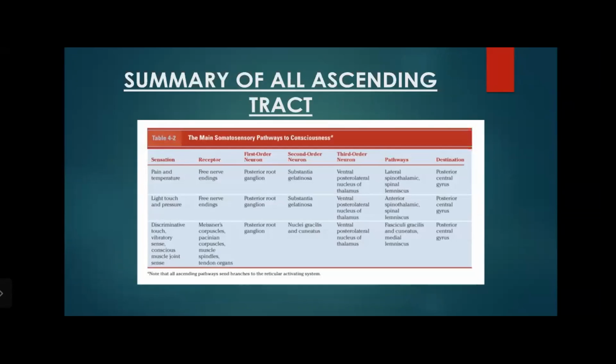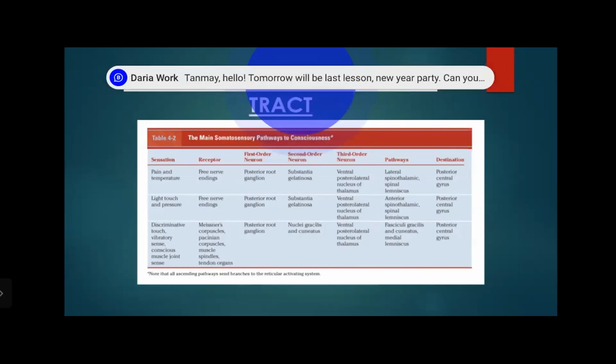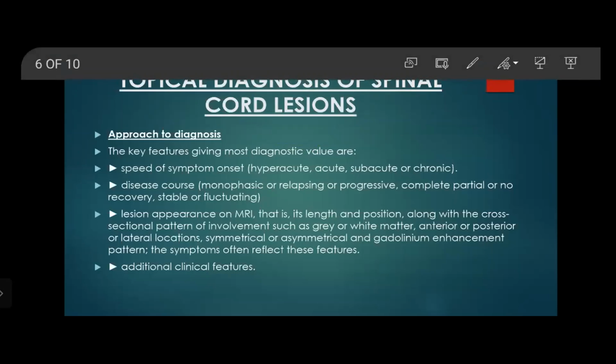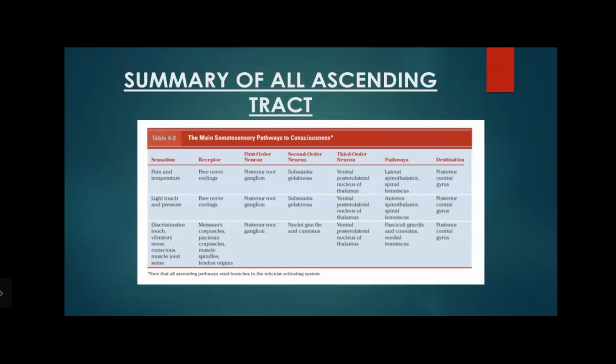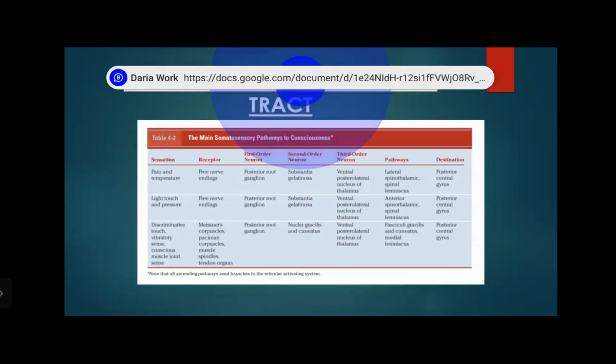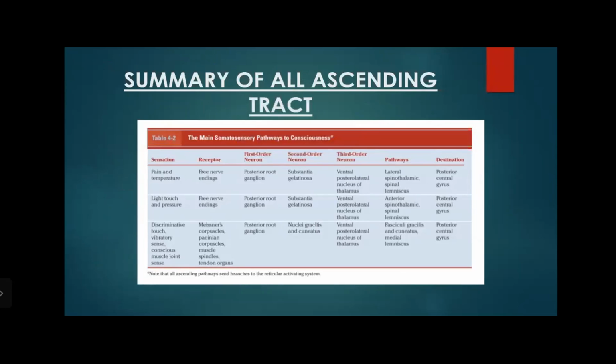The ascending tracts have different levels of neurons. The first-order neuron for pain and temperature is located in the posterior root ganglion. The second-order neuron is located in the substantia gelatinosa. The third-order neuron is located in the ventral posterolateral nucleus of the thalamus. The pathway is the lateral spinothalamic tract and spinal lemniscus, and the destination is the postcentral gyrus. There are also other somatosensory pathways, such as light touch, pressure, vibration, and conscious proprioception. All of them are written here, as you can see in the diagram.